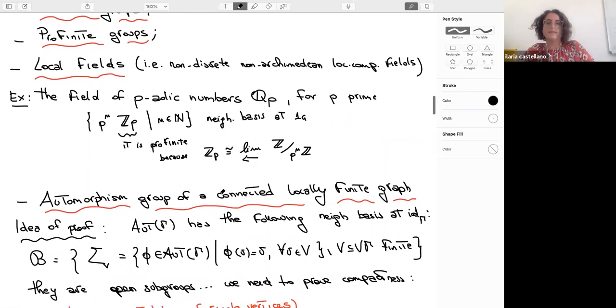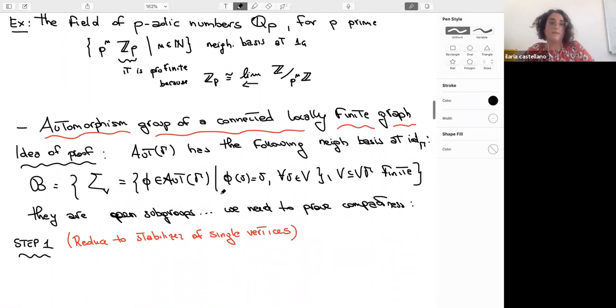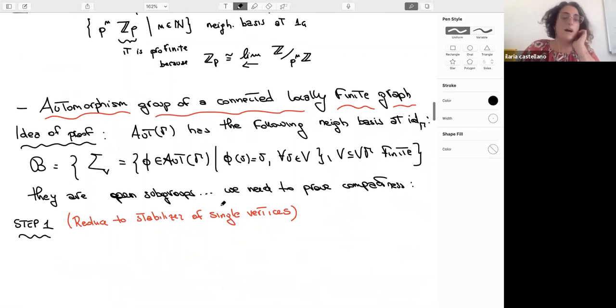Okay, so let's see the example given by the automorphism group of a connected locally finite graph, because this was the first example I gave of a topological group. And now today I want to give you an idea of how it is possible to prove that this group is totally disconnected and locally compact. And we are going to use Van Dantzig's theorem.